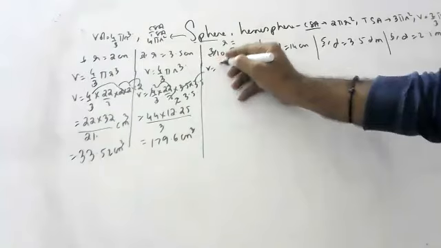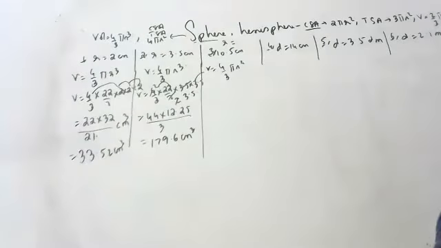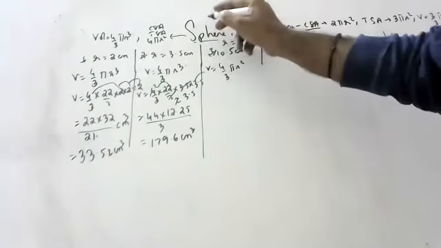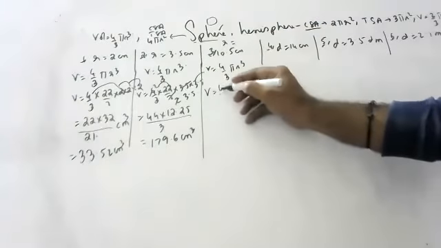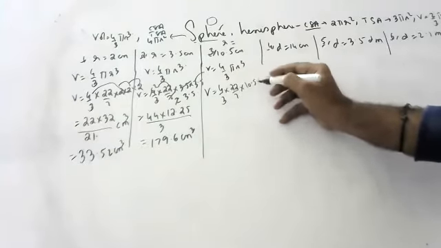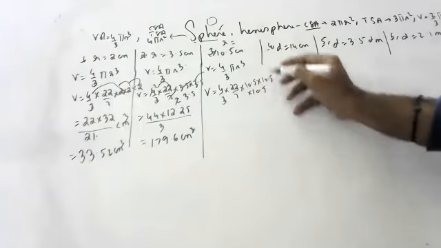Volume is equal to 4 by 3 pi r. Volume of what, children? Volume of what, Sujit? Volume of sphere. Sphere means ball. Okay, tell me. 4 by 3 pi r cube. Volume is equal to 4 by 3 into 22 by 7 into 10.5 into 10.5 into 10.5.